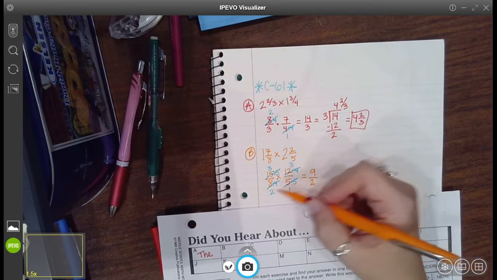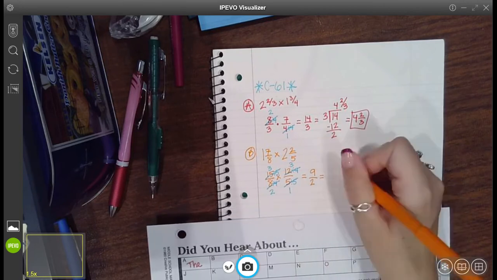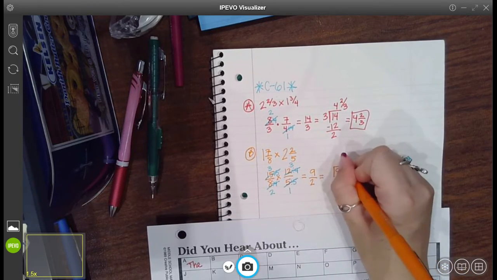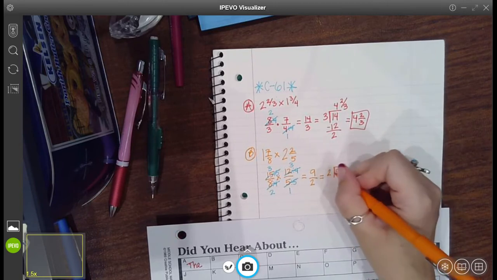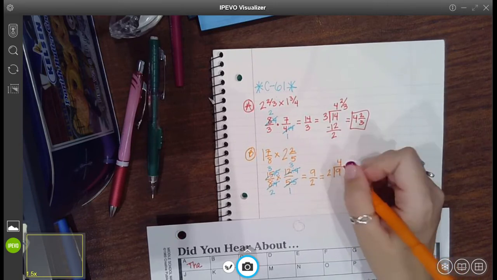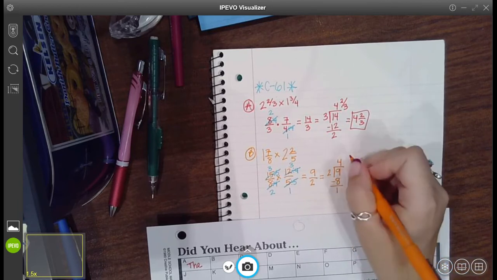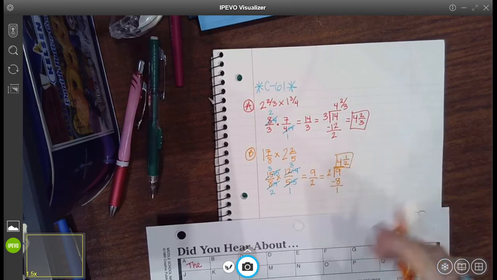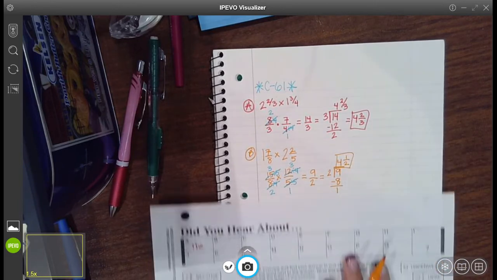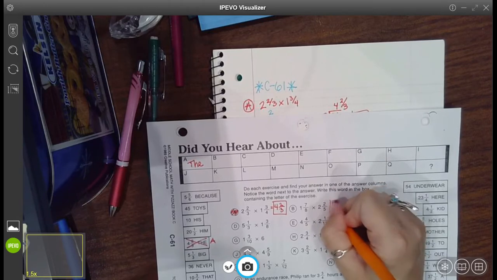When I multiply across with my new smaller numbers, I can't leave it like that because it's improper, so I'm going to take the top and divide it by the bottom. 2 goes into 9 4 times. 4 times 2 is 8. When I subtract that, I get 1. So I put my remainder over what I divided by. So 9 over 2 is the same thing as 4 1/2 for my final answer.